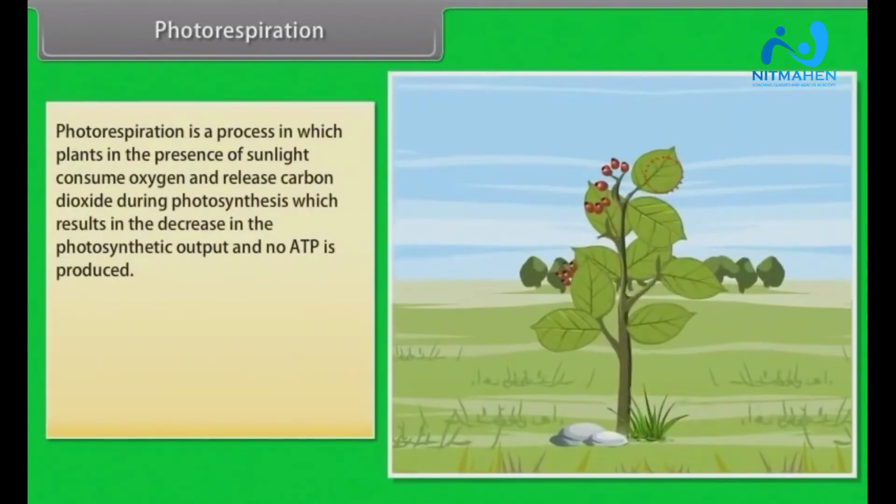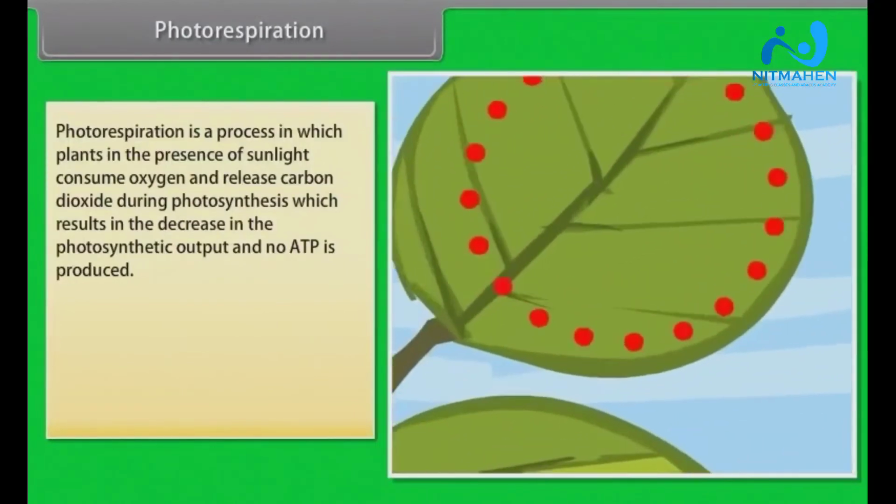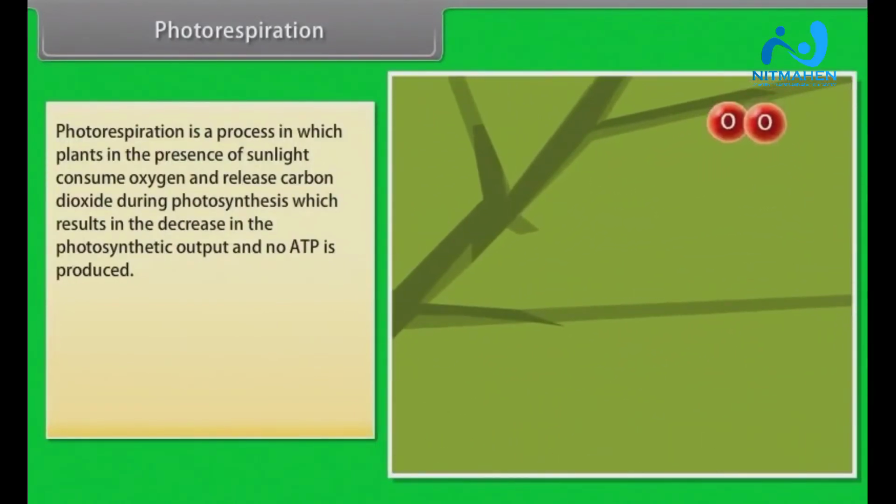Photorespiration. Photorespiration is a process in which plants in the presence of sunlight consume oxygen and release carbon dioxide during photosynthesis, which results in the decrease of photosynthetic output and no ATP is produced.